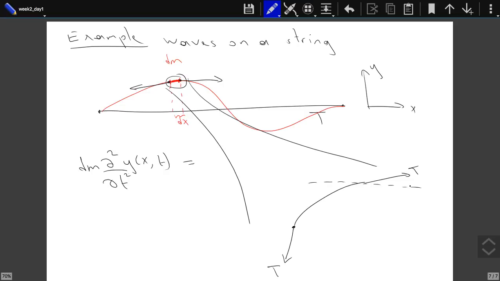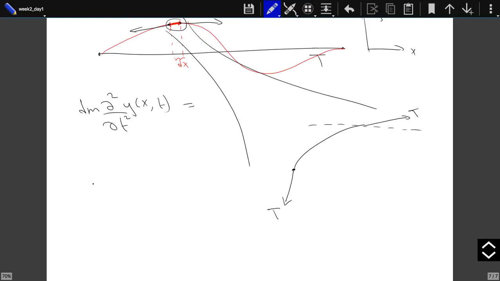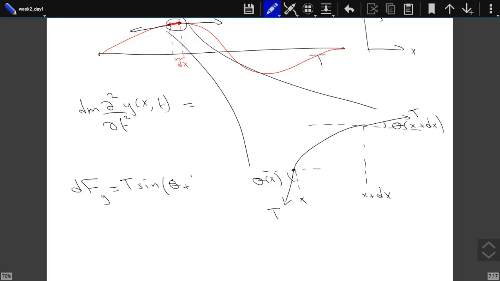Now, I'm just looking at the y component of the force. So the y component of the total force, let me say, this is the point x, this is the point x plus dx. This is dx. This is the angle that T makes with the horizontal at the point x plus dx. And this is the angle it makes at the point x. So the y component of the total force, it will be a small force, will be T times sine of theta evaluated at x plus dx minus T times sine of theta of x.